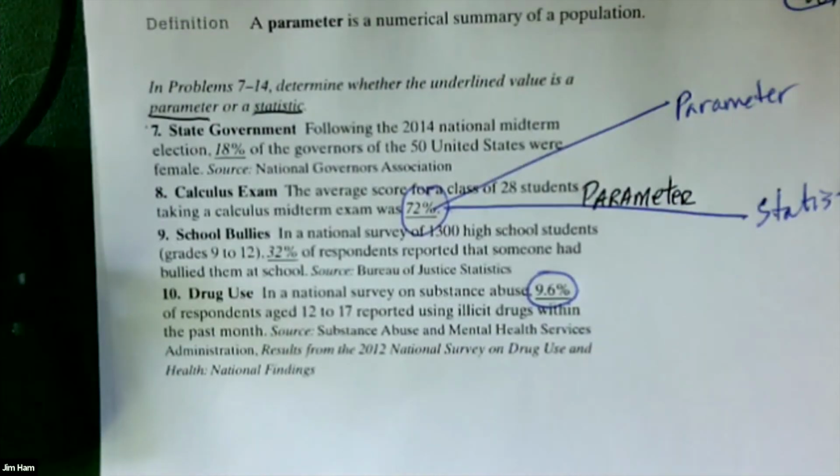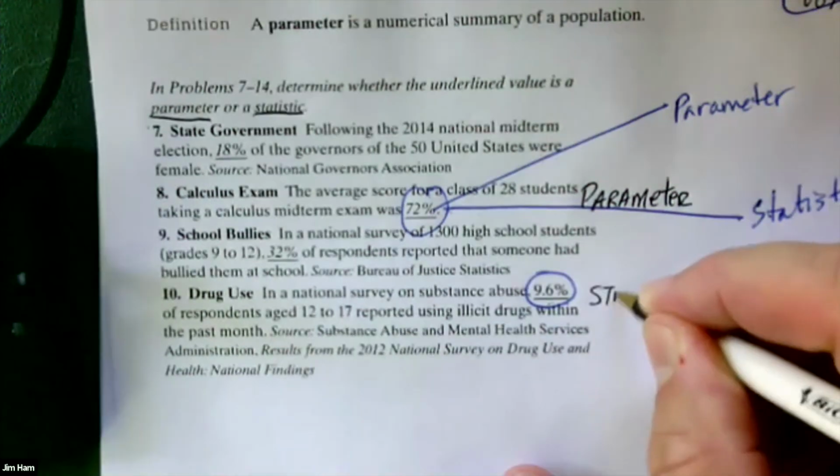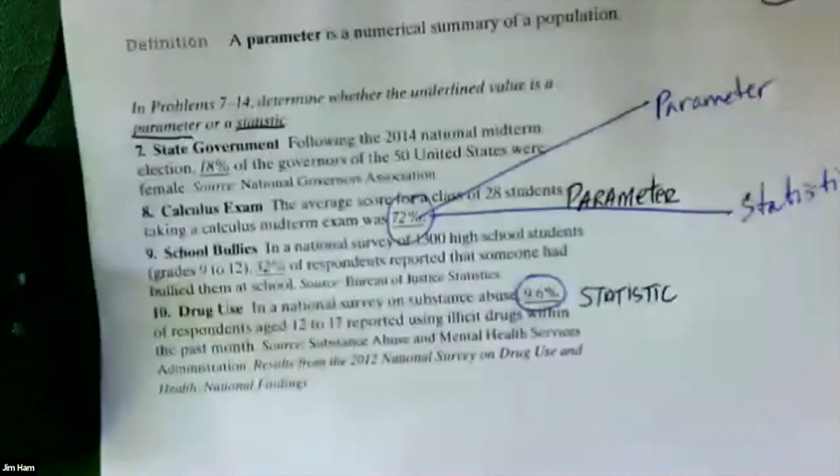All right, let's take a look at number 10. In number 10, a national survey on substance abuse reported that 9.6% of respondents aged 12 to 17 reported using illicit drugs within the past month. And this is an actual study that was done, close to 10%. Is that 9.6% a statistic that describes the sample, or a parameter that describes the whole population? And yes, looks like you are doing that one pretty well.